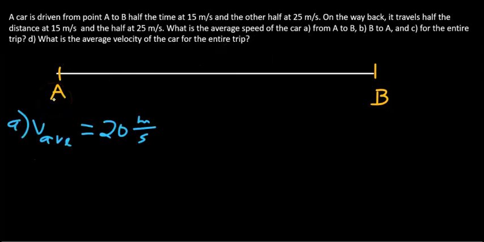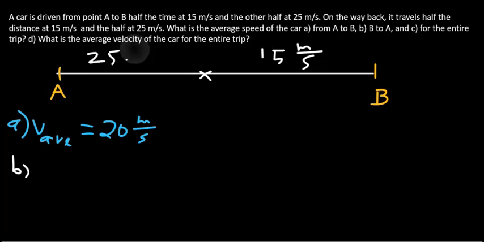Now let's look at part B. What is the average speed as it goes back from B to A? Note that on the journey back, half the distance is traveled at 15 meters per second, and the other half is at 25 meters per second. So the distances are the same. Let's call them x and x.